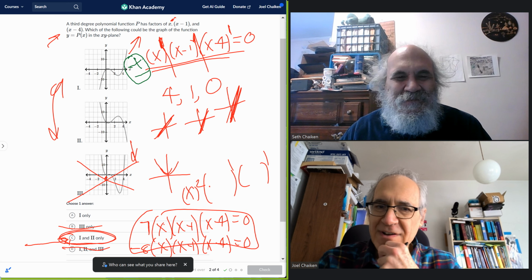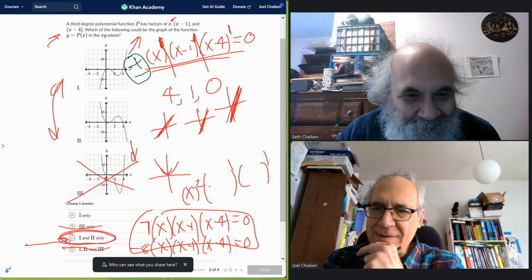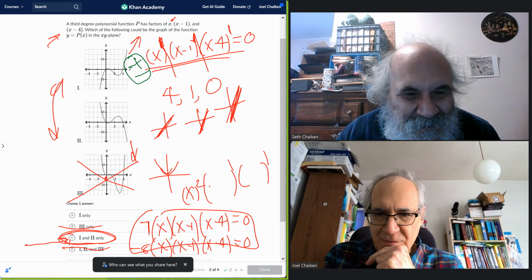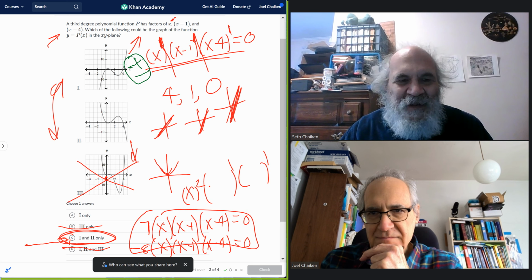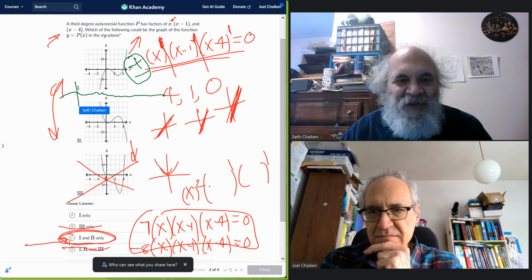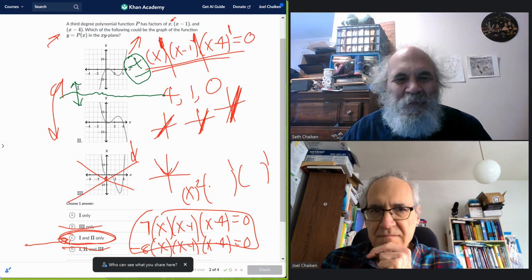I don't know what I would have done on the real test. I probably would have thought about it a little bit more before answering. But notice that responses 1 and 2 are mirror images.